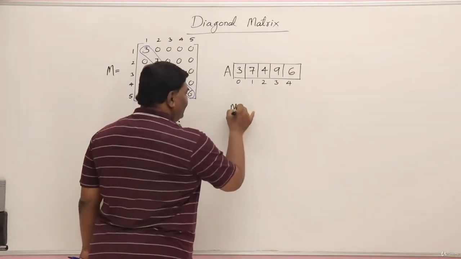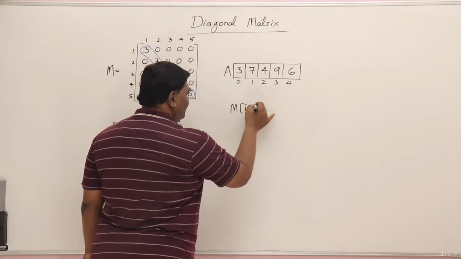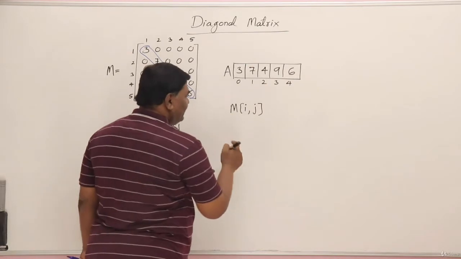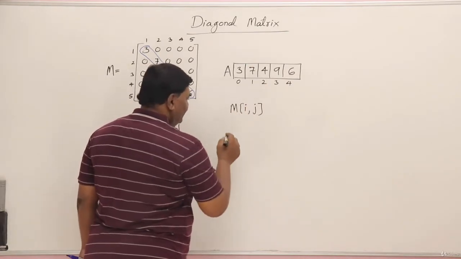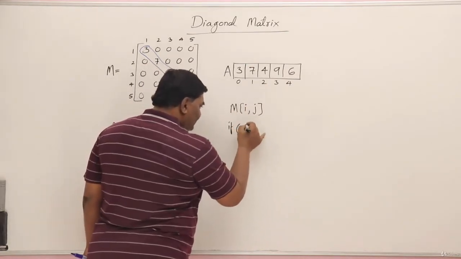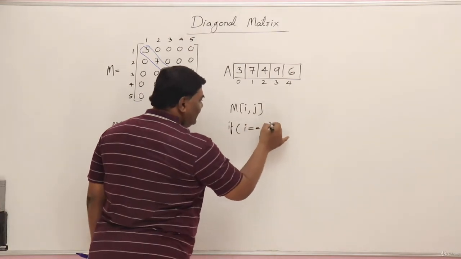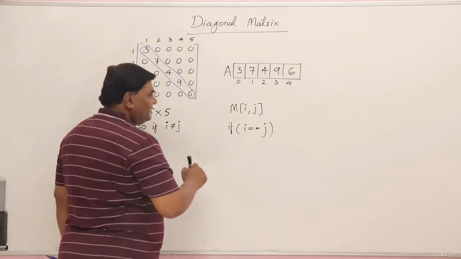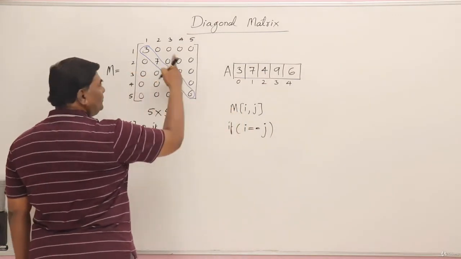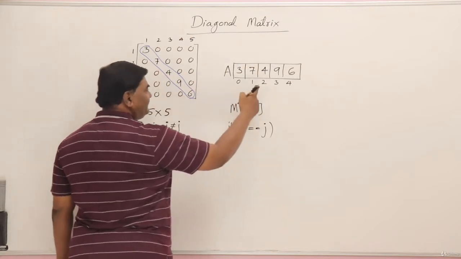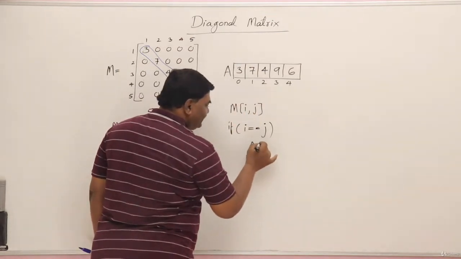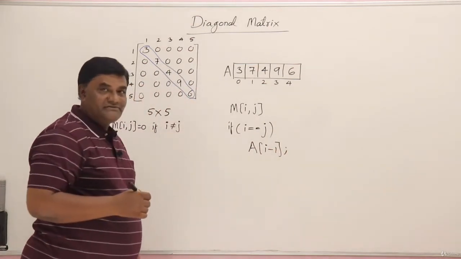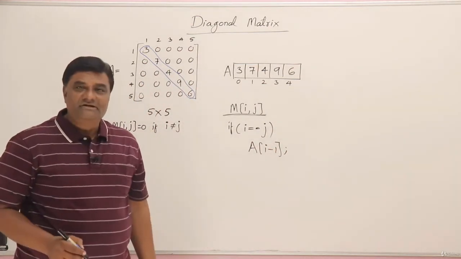So if I want to access any element from matrix M of i comma j, I am calling it M, but it is stored in an array. Then from where can I get the element? First of all, if i is equal to j, then only we have an element. So if i is equal to j, then 2 comma 2 is present at 1, 3 comma 3 is present at 2, so the element is present at i minus 1, or I can even say j minus 1. So this is very simple.